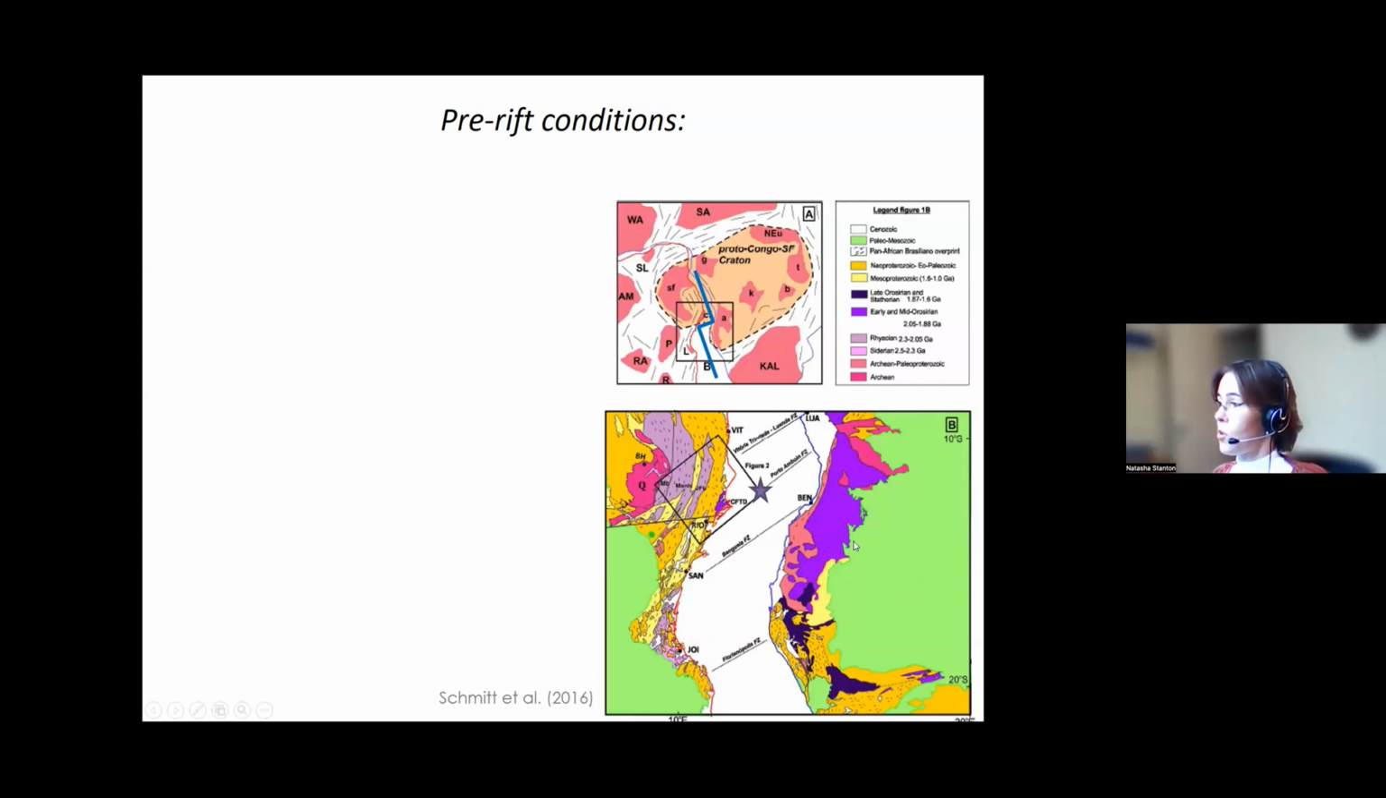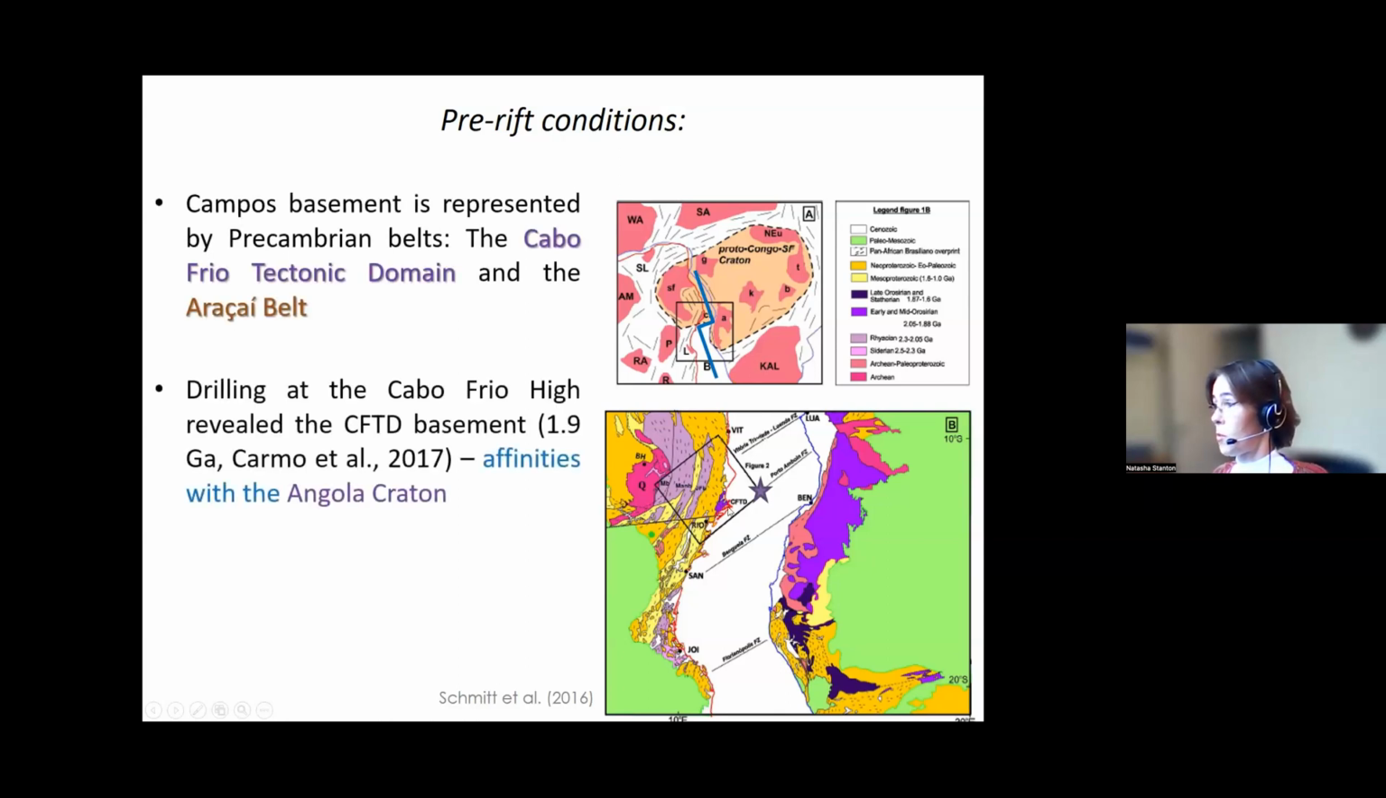In this reconstructed image, we see the Cabo Frio tectonic domain in purple, the same color as the African terrains, because they share geochemical and petrological similarities. This star shows where the basement was drilled in the margin today, and rocks from the Cabo Frio tectonic domain were dated at 1.9 billion years. So the basement of Campos Basin is constituted by this terrain and part of the Araçuaí belt, as I will show you.